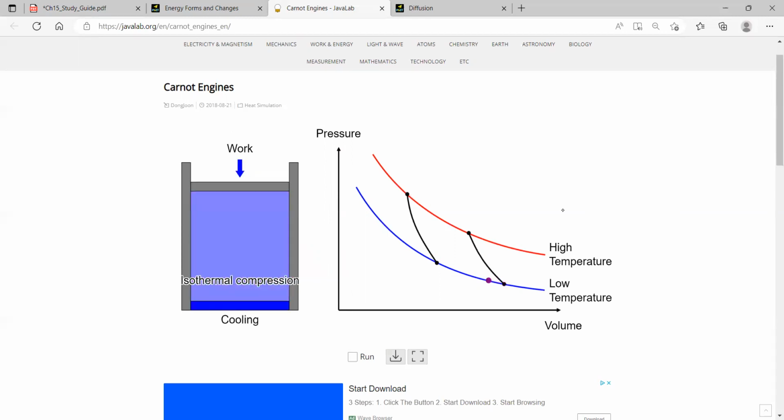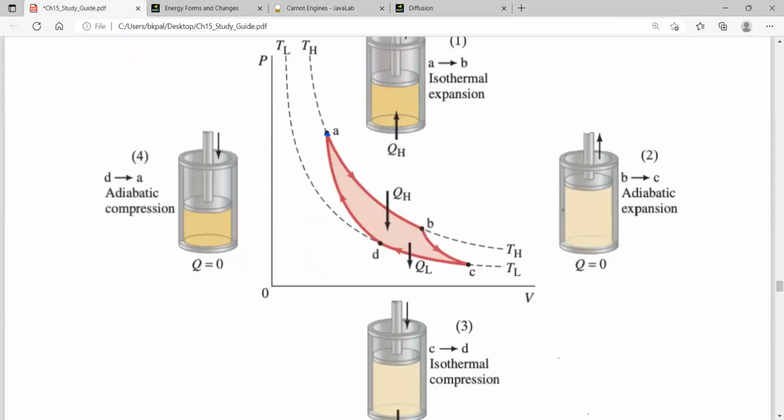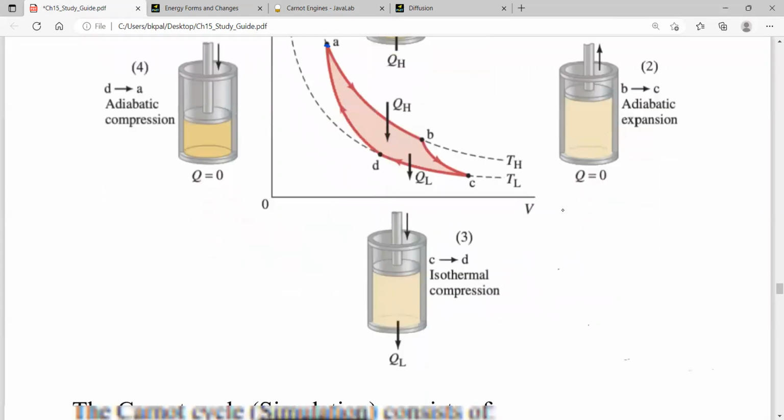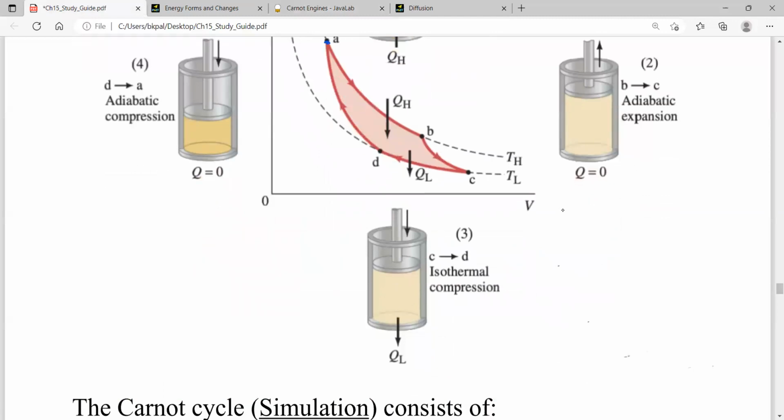Then you see isothermal compression. Isothermal compression means cooling, and at this point work is done on the system, and cooling means heat is leaving the system. The other black line is the adiabatic compression, and so on. What we have to remember is that the Carnot cycle is a reversible cycle, and it consists of two processes, isothermal and adiabatic, with two compressions and two expansions. That's how the Carnot cycle works.